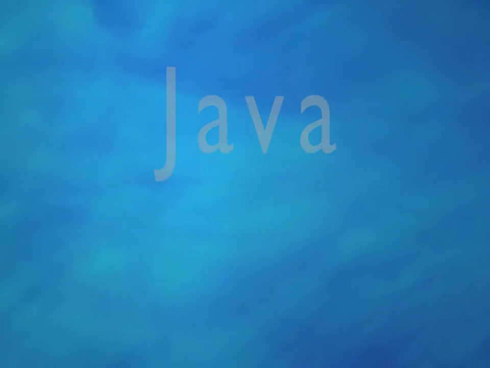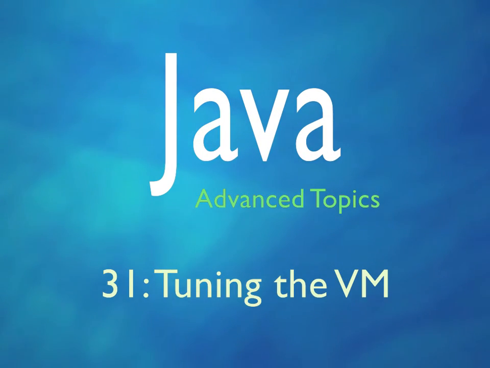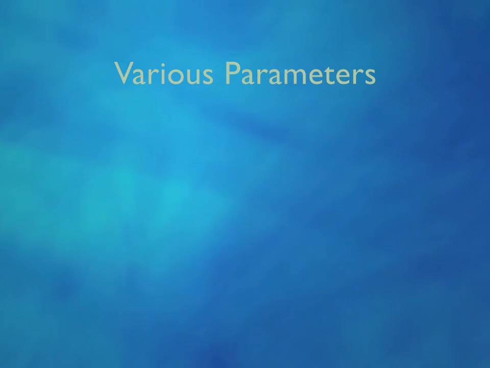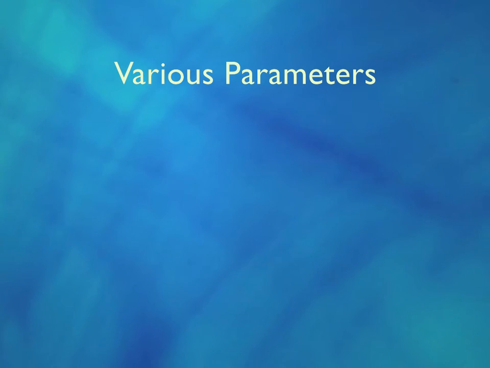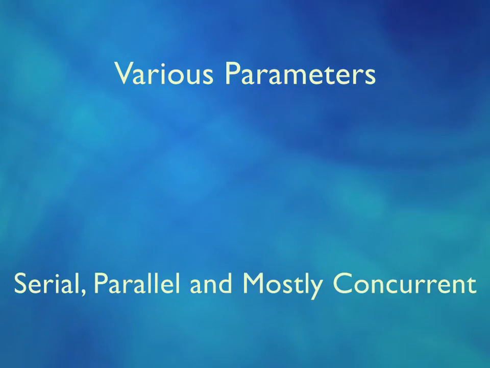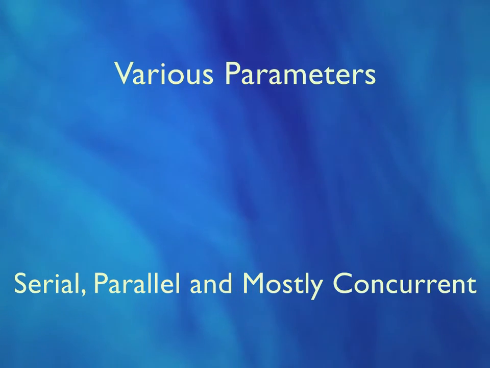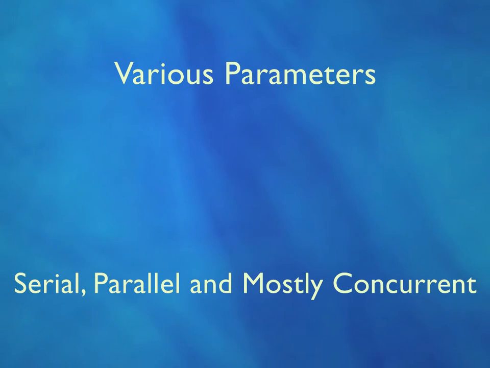Once again, in this chapter we're going to look at tuning the virtual machine. We'll understand some of the main parameters that you can use as runtime arguments to the virtual machine to change its default settings or behaviour. And we'll see that there are 3 different types of garbage collector that you can use, called serial, parallel, and mostly concurrent. Java decides which is best based on your hardware, so we'll see how to find out which type your computer is using, and we'll learn how to change the type.